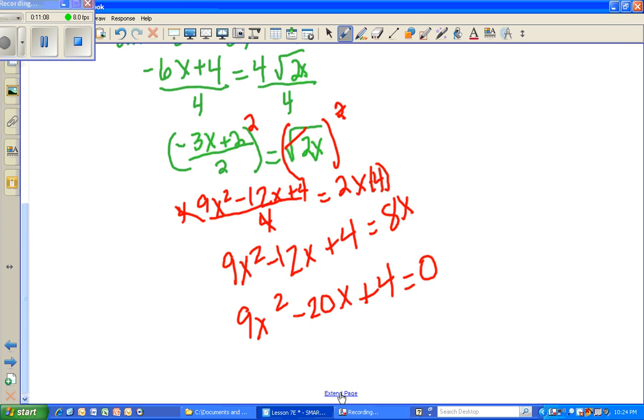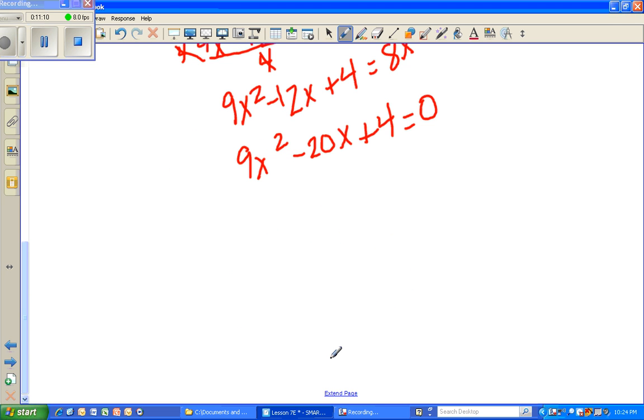Same kind of thing as before. You can choose to factor this out, or you can choose to do the quadratic formula. Last time I factored it, but I could have done the quadratic formula. Same thing here. This one's factorable.